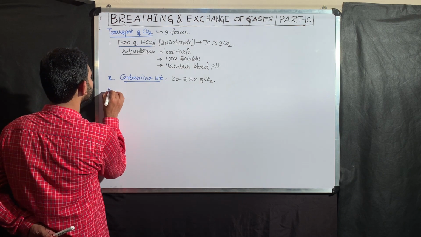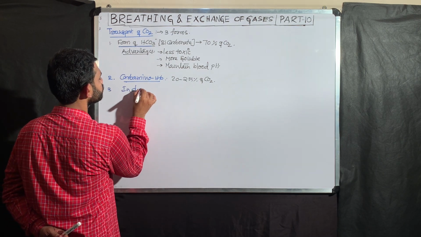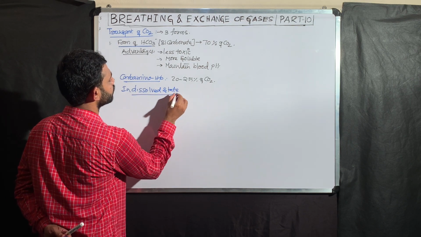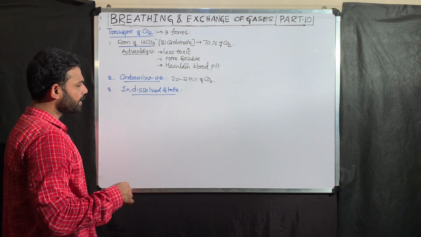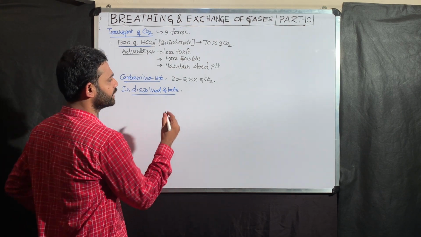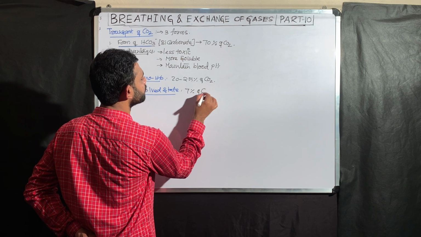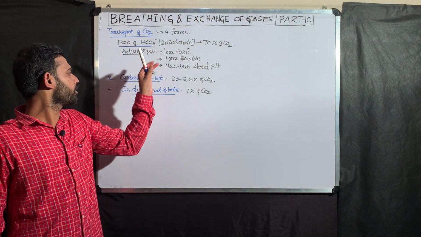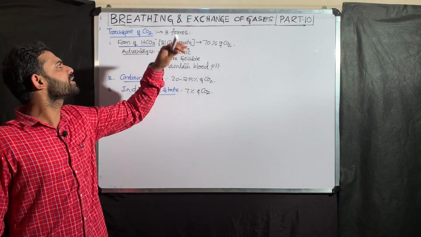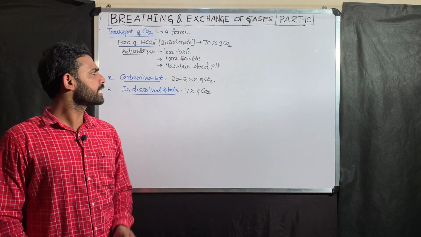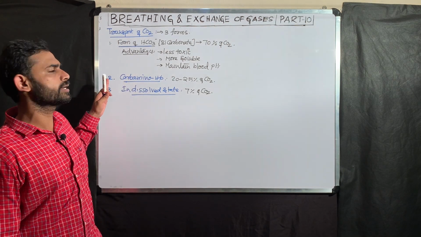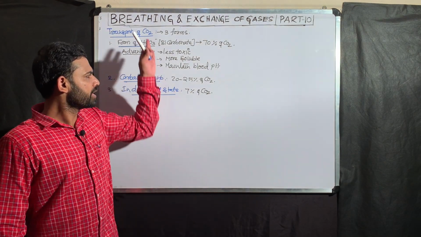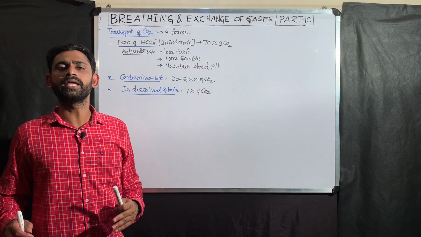The next one is the dissolved state, dissolved in plasma, in the blood. The remaining is about 7% of carbon dioxide. So these are the different forms, and as I said, carbon dioxide is transported in three forms: first in the form of bicarbonate, second by associating with hemoglobin, and third in the dissolved state. Now I am going to explain this well.